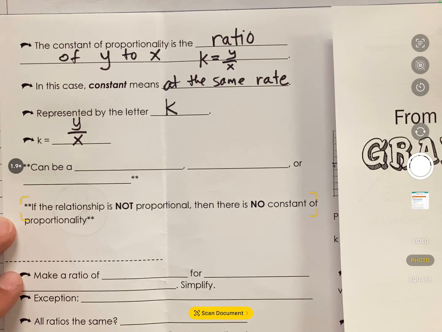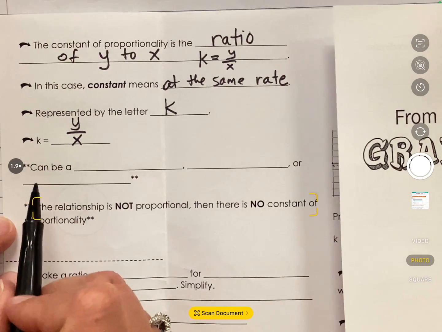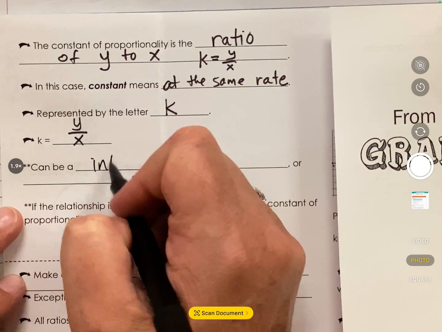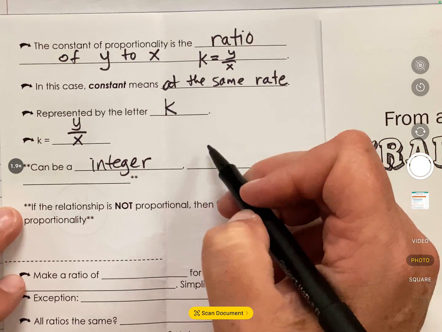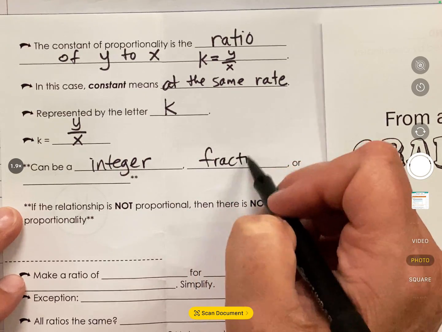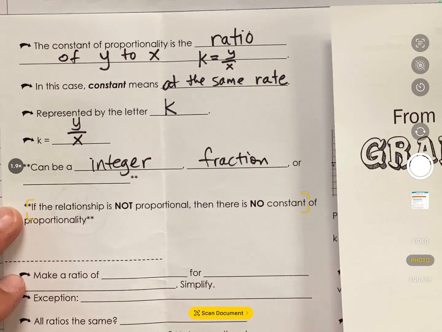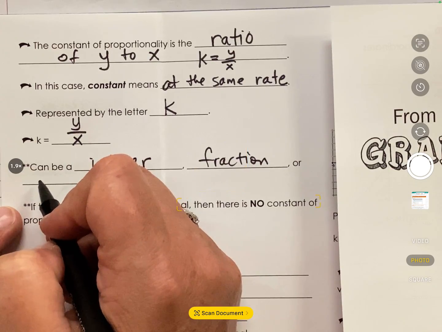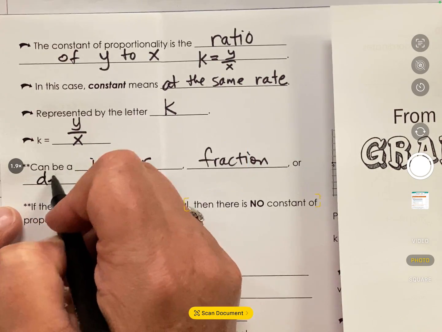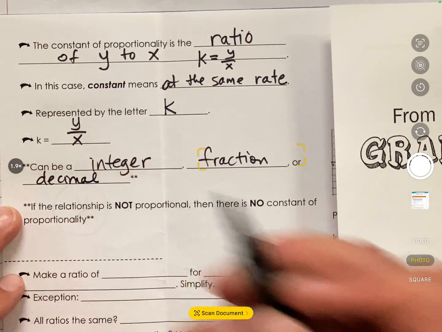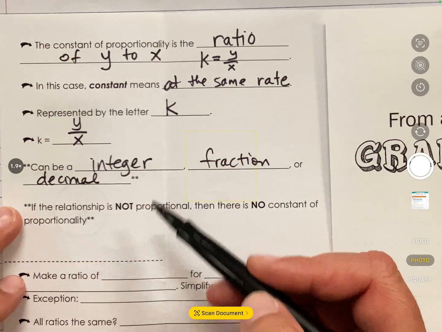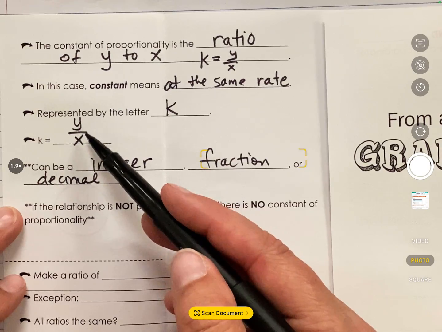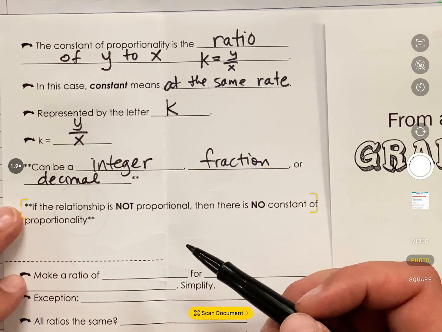When we do write our K, it can turn into an integer, like 10 or 3. It can be a fraction, maybe it's 1/3. Or it can be a decimal, like 2.5. And all of those are acceptable. So you're just dividing to figure out what it is. Whatever you get after you divide y by x is going to be your answer for K.